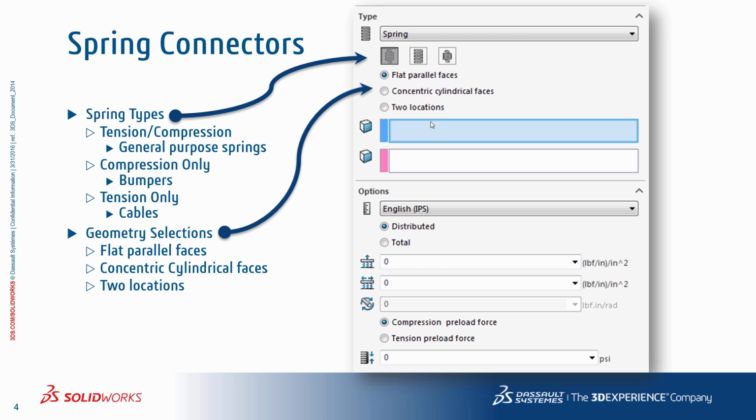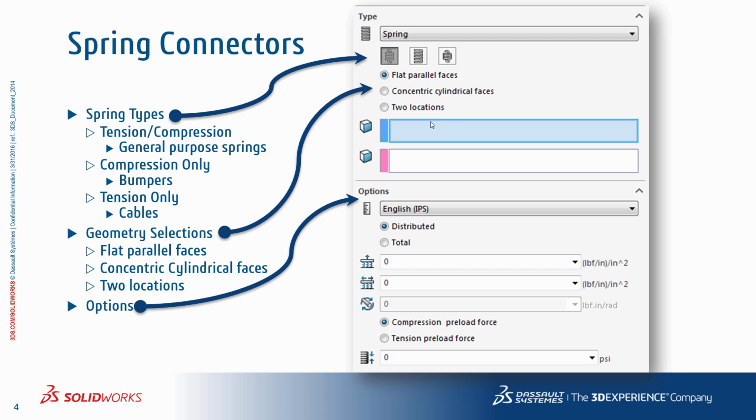The concentric cylindrical faces option is not a torsional spring. It has limited use, and we'll discuss this in a few slides. And finally, the two locations option is helpful if you're trying to apply soft springs manually to stabilize the model instead of using the soft spring option in the study properties.